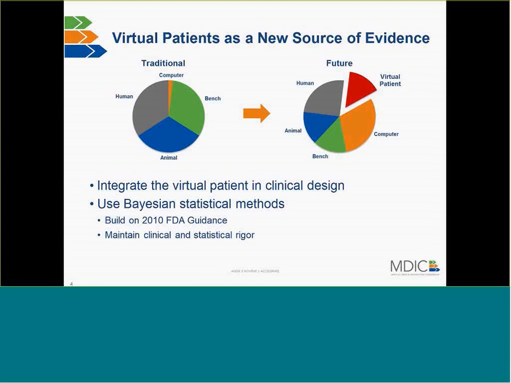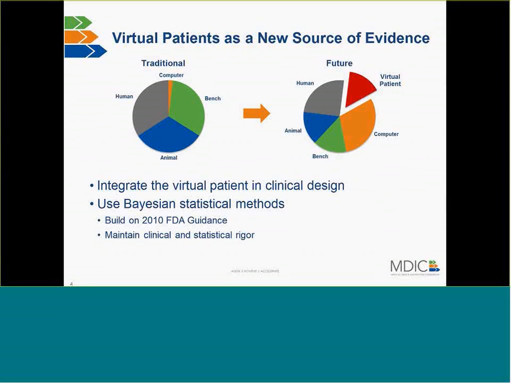If you look at the evidence sources that come with a traditional application, there'll be some bench testing, some animal studies, and finally human clinical evidence. The slice of computer modeling is growing steadily, and that's an important part for the future. But when you can directly simulate a clinical outcome, now you can start to talk about a virtual patient. And that's what this work involved.